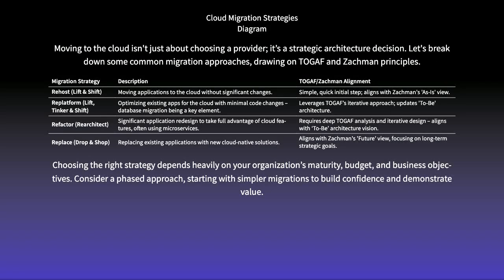Okay, so let's talk about moving your systems to the cloud. It's more than just signing up for a service. There are several different ways you can do this, each with its own pros and cons. We'll look at some common strategies. Rehost, which is basically moving things as they are. Replatform, where you tweak your applications to work better in the cloud. Refactor, which involves a more significant redesign. And replace, where you build entirely new solutions from scratch. Each of these approaches aligns with different stages of development, mirroring how TOGAF's architecture methodology looks at an organization's current state versus its desired future.